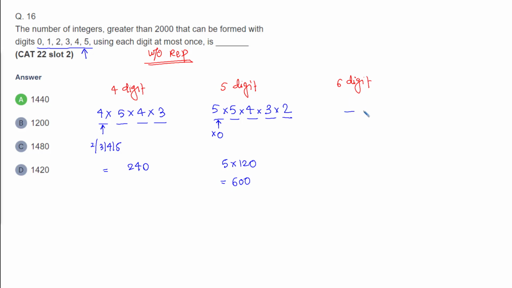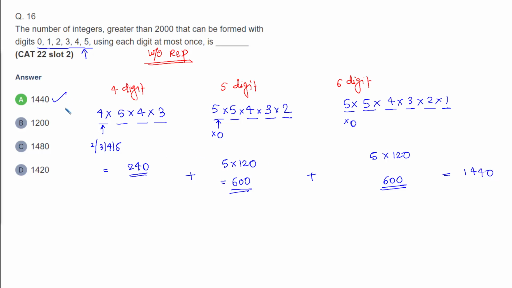How many 6 digit numbers we can form? Let's have a look at it. First place cannot be 0, so 5 choices. Second place 5 choices, 4 choices, 3, 2, 1. So over here again 5 into 120, total 600 6 digit numbers we can form over here. So our final answer is addition of these 3, that is equal to 1440. That is option A is the correct answer over here.